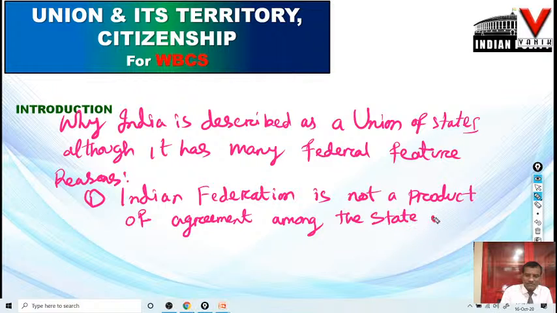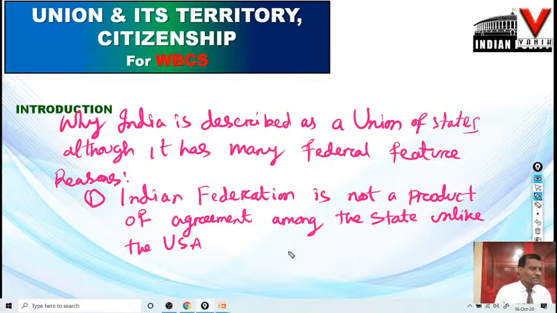Unlike America, unlike the USA. In the USA, you will find an agreement which has been signed among the states to form a federation, that is the Philadelphia Declaration. But in India, such a thing has not taken place. India has been an integral part. Odisha, West Bengal, all the states have been integral parts of India since time immemorial. So when the country got independence, apart from a few states, no state wanted to run away from India.